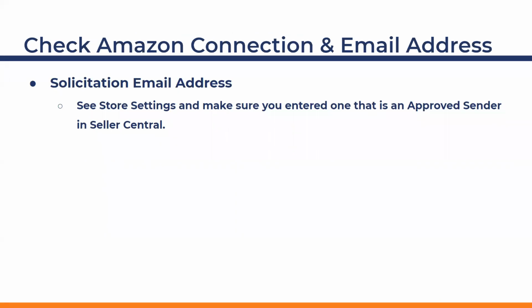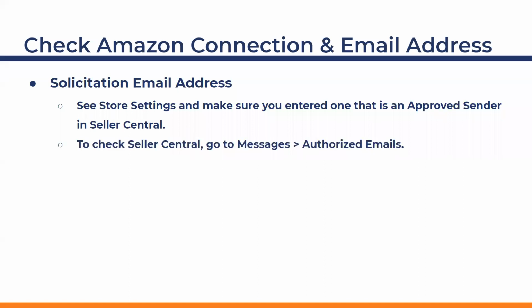And you can see what it is by going to Store Settings in your FeedbackFive account. And you just want to make sure that whatever email address you see there is an approved sender in Seller Central. To check that, you'll go to Seller Central and just click on Messages and then click Authorized Emails. So just make sure that the 2 of those match so that your messages can actually get through to your buyers.